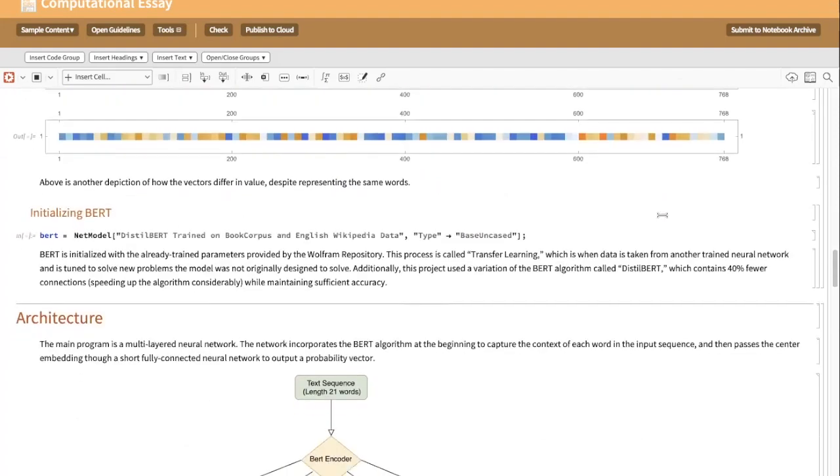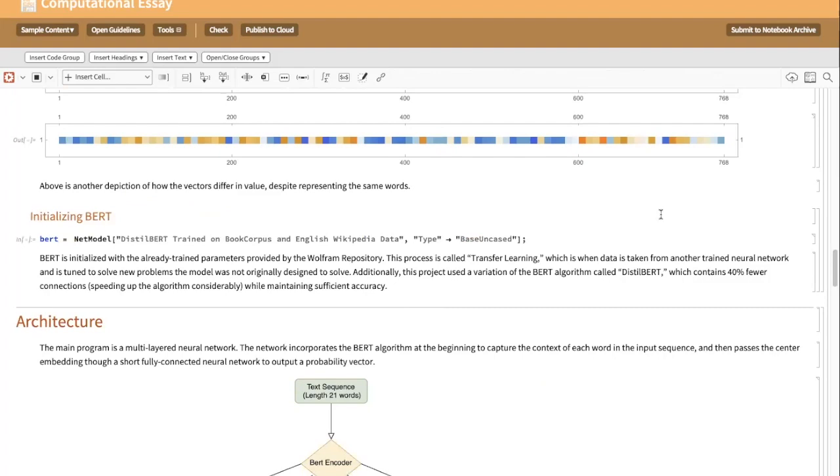Got it. So here I actually used a pre-trained BERT algorithm, and I leveraged it through a method called transfer learning, which is essentially when I take the data from another neural network and use it to solve the problems that I'm attempting to solve. And it's a great way to shorten training time. I also used a slightly different version of BERT called DistilBERT. The reason I did this is because it optimizes runtime efficiency by decreasing the number of connections there are.